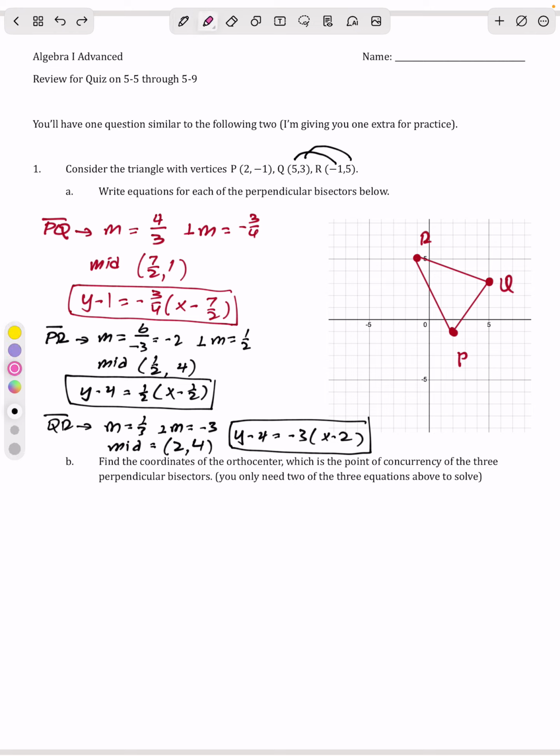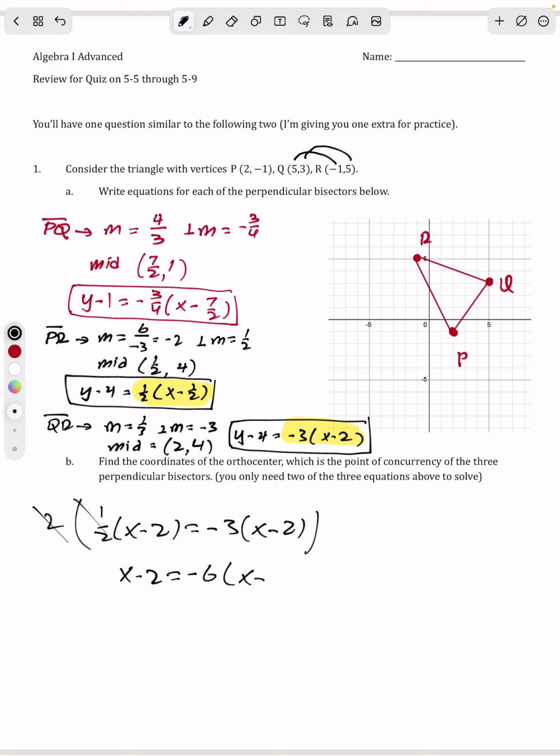That should probably be something you could do anytime because you'll probably have two of these points have the same, well, maybe they won't always have that. But since I see it here, I'm going to use it. I'm going to have here that 1/2 times x minus 2 equals negative 3 times x minus 2. And you know that trick by now. I'm going to multiply both sides by 2 to clear the fractions. X minus 2 equals negative 6 times x minus 2.